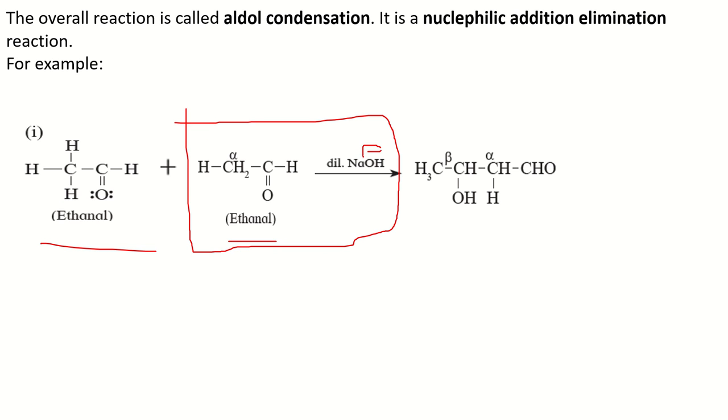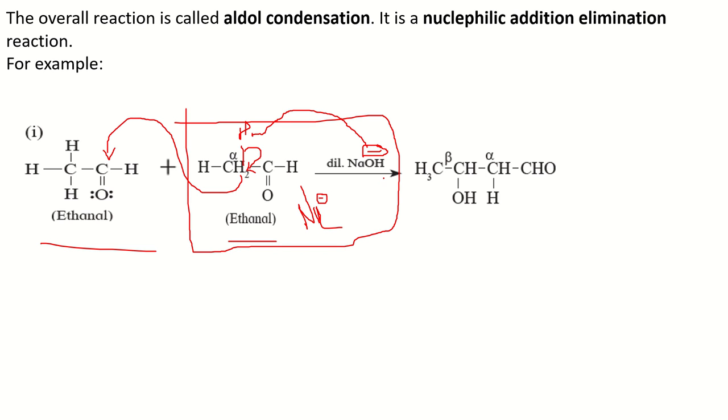The negative part of the OH donates the electron to the alpha hydrogen atom and forms the carbanion on it. Hence, this ethanal becomes what? Nucleophile. Then this nucleophile, meaning this negative part, attacks the carbonyl carbon.